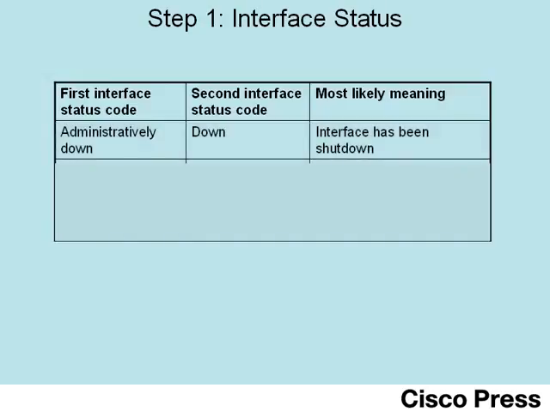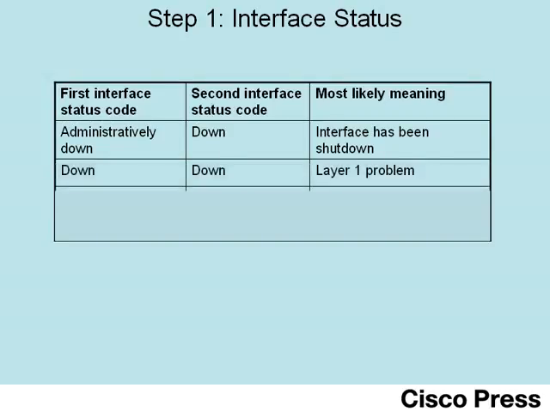First of all, if you've had a shutdown command configured on the interface, then the first status code shows administratively down, and the second status code lists simply down. So that just means that you shut down the interface. Now if you've put a no shutdown command on the interface, but there's a layer 1 problem, say the cable's not installed, or it's the wrong cable, or there's no signal on the line, then the first interface status code will be down as well as the second. So it'll be down and down, if you will.